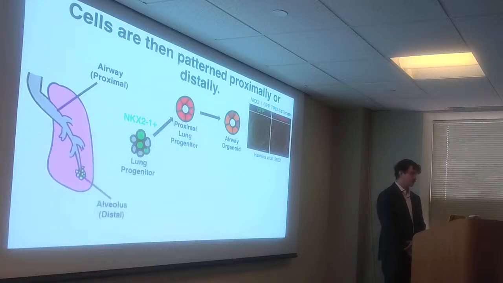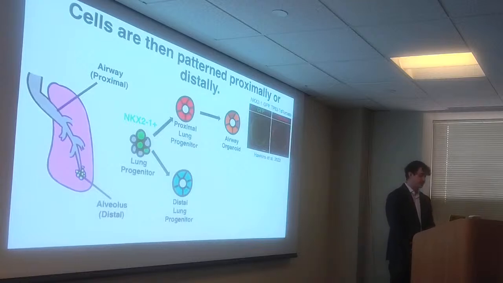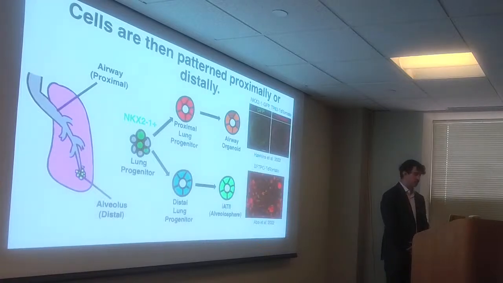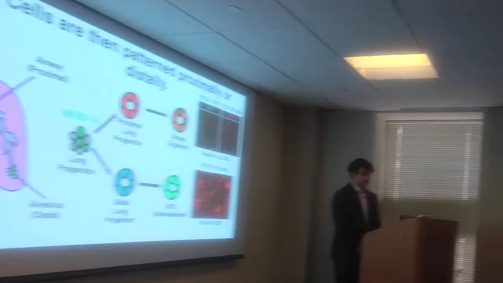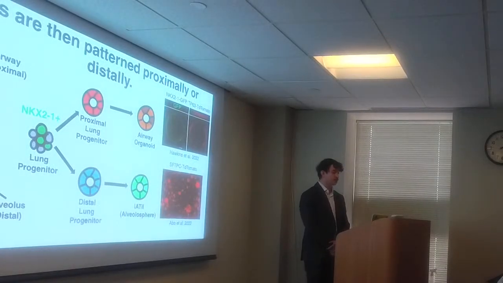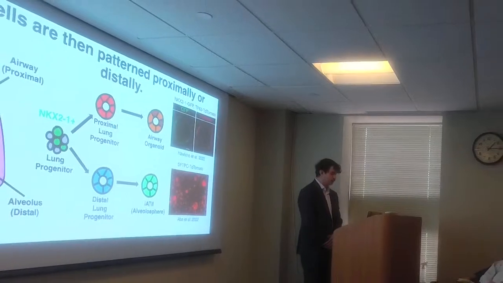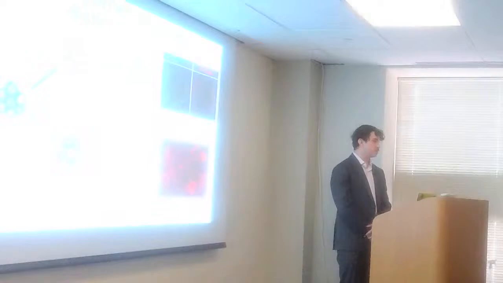Or we can take them through the alveolar directed differentiation, in which we expose them to a different set of media conditions that will take them to a distal lung progenitor that we can further mature into iAT2s, or alveolar spheres, which are organoids that are comprised of surfactant protein C positive cells. So for the purpose of this talk, just for nomenclature's sake, I'm going to be referring to airway lineages as proximal and alveolar lineages as distal. And we really think that by using this system, we can study human development.